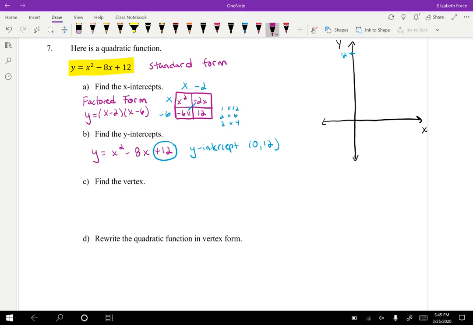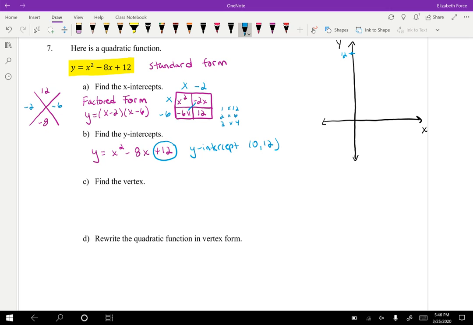If you're not a fan of the box method and you use the method that I usually do in class, which is the x, you want to put your 12 on top because you want to know what multiplies to the c value, but also combines to negative 8. And that's where you would see negative 2 and negative 6 work, because negative 2 times negative 6 is 12, and negative 2 plus negative 6 is negative 8.